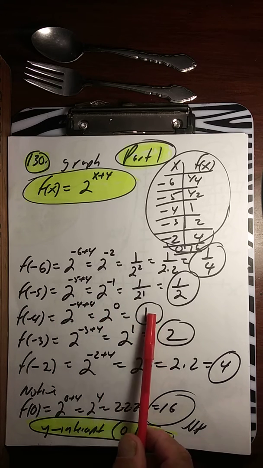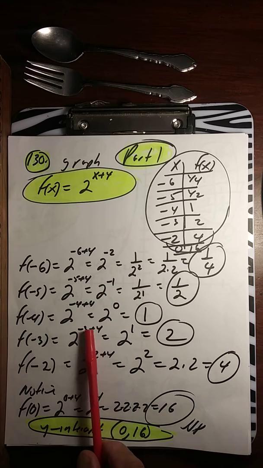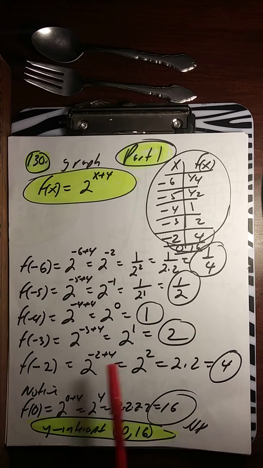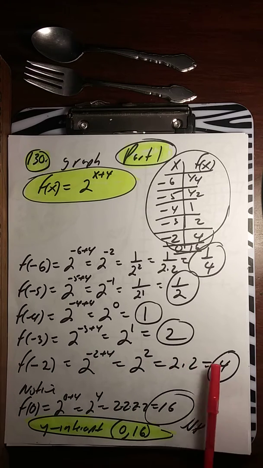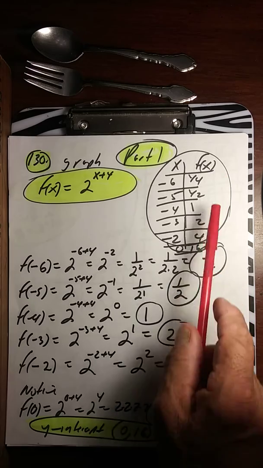To the negative 4, 4 minus 4 is 0, any number to 0 is 1, as long as it's not a 0 there. Negative 3 plus 4 is 1, 2 to the 1, just 2. Negative 2. 4 minus 2 is 2. 2 to the 2 is 2 times 2 is 4. So we have the points.